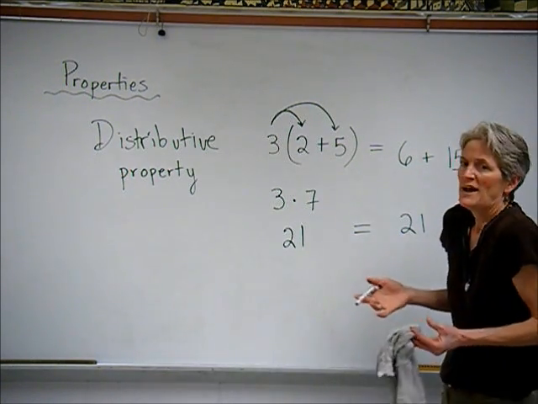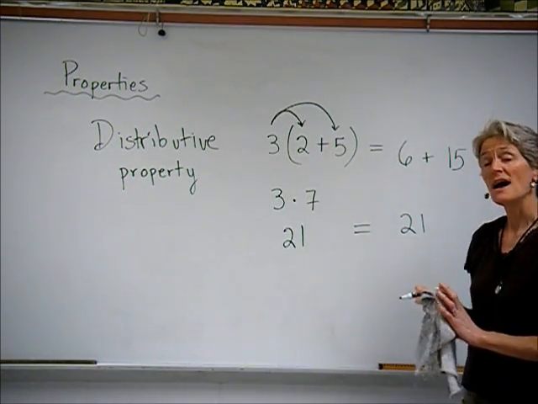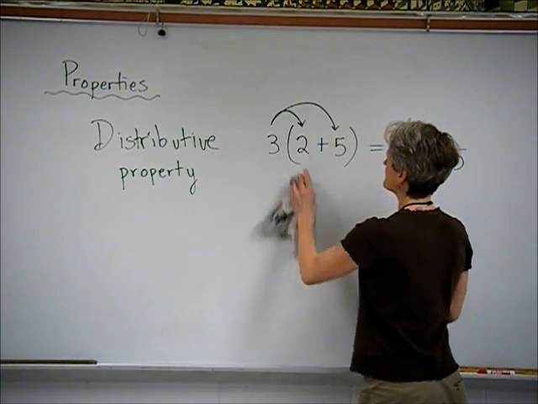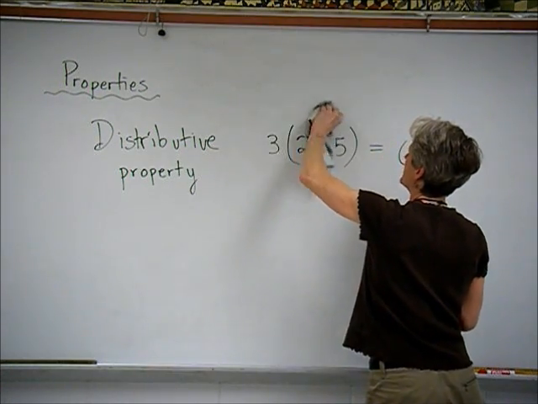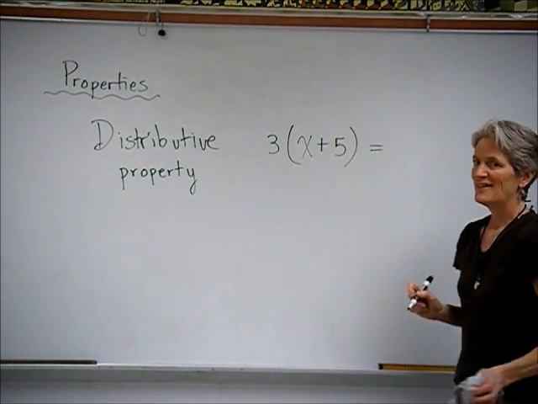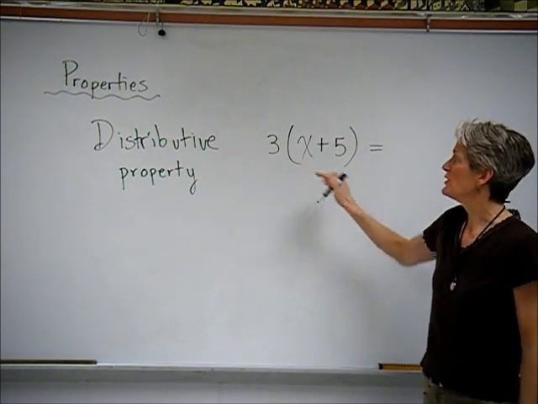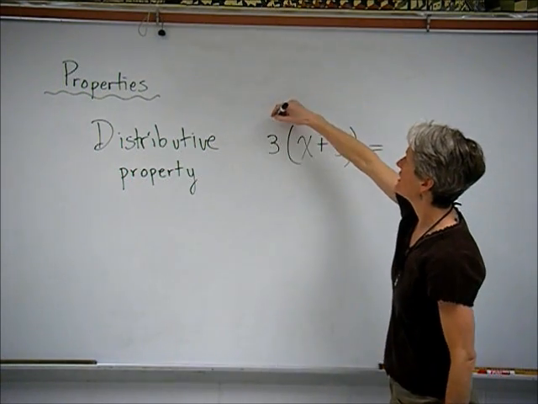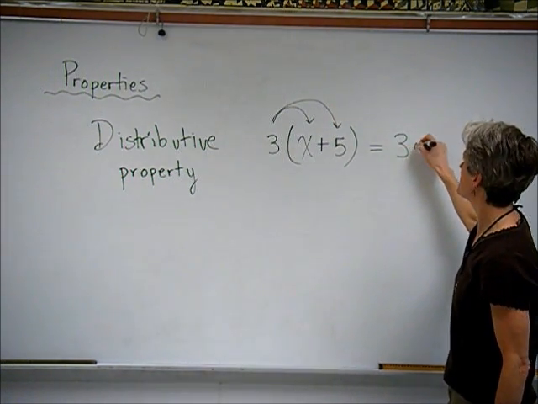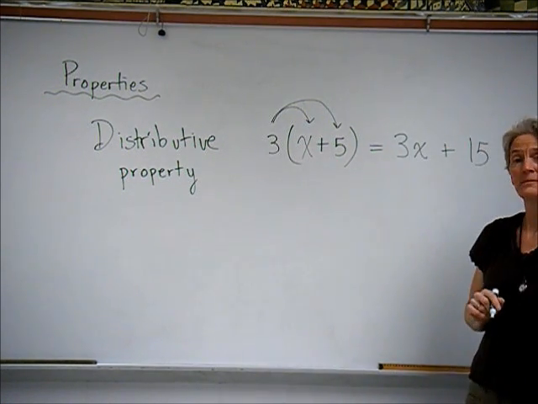Now you might say, well, why do we need it? Why can't I just do 2 plus 5 and get 7 and get 21? Well, sometimes we have variables in there. So for example, if instead of having a 2 there, if I had an x, well, now I can't add x plus 5 because those aren't like terms. So to simplify that, the distributive property comes in very handy. And it says, oh, well, that's really just 3 times x plus 3 times 5.